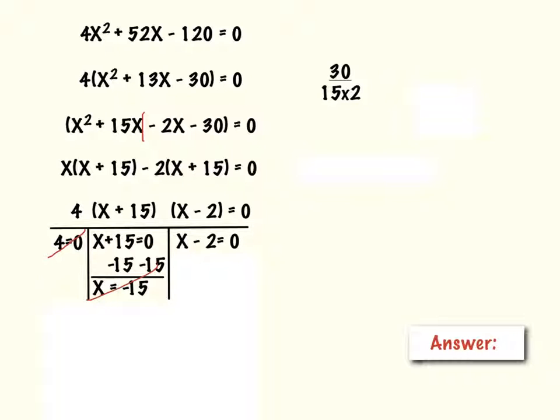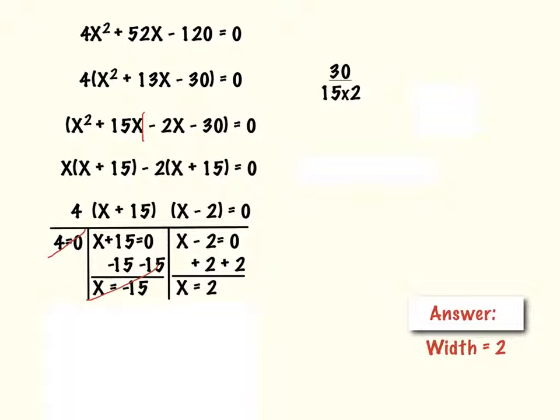And our last one, x minus 2 equals 0, can be solved by adding 2 to both sides, leaving us with x equals 2. The problem asks us to find the width of the walkway. Our width was x, and therefore we know that the answer to our question is that our width is equal to 2.